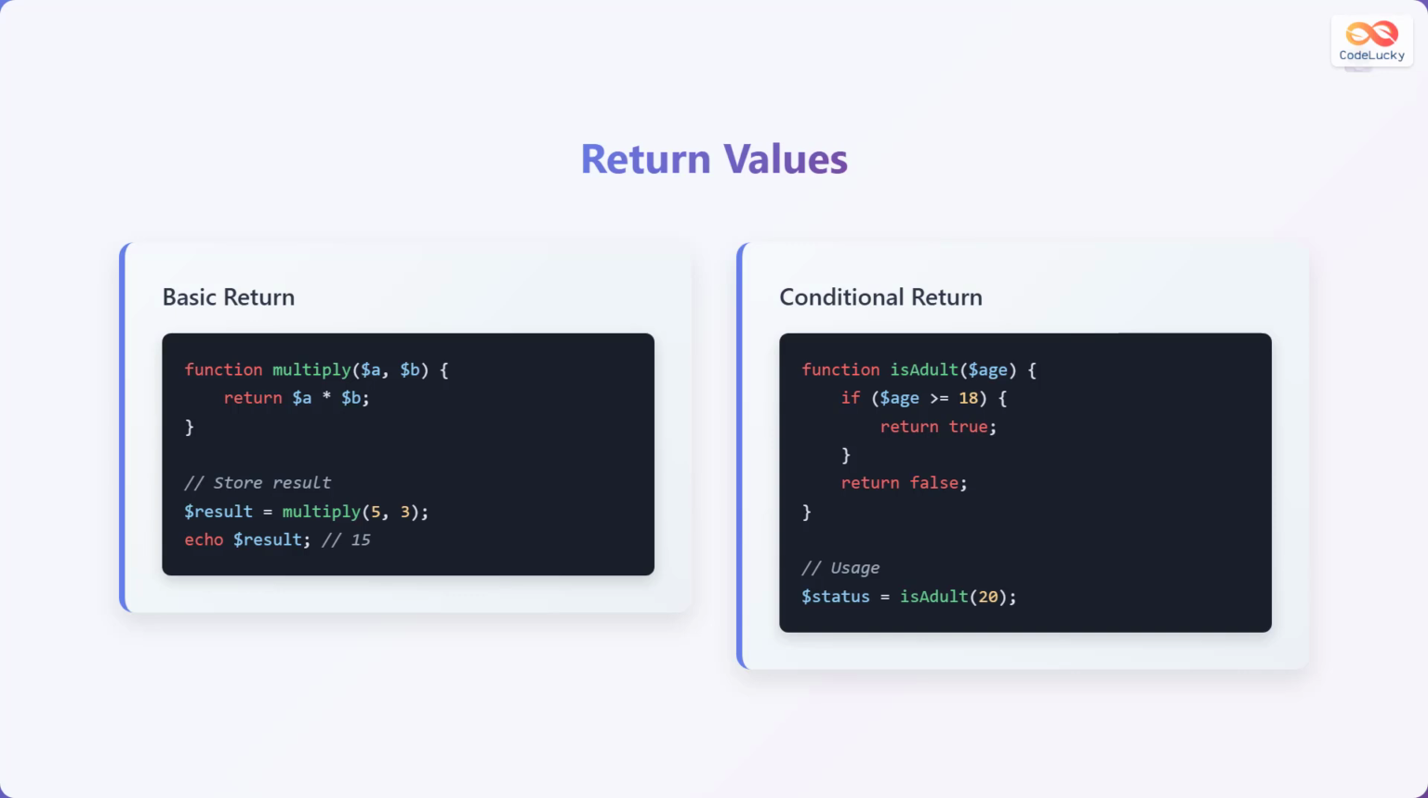Functions can also use conditional logic to return different values based on different conditions. Here's an example of a function called isAdult that accepts a single parameter called age. Inside the function, an if statement checks if the age is greater than or equal to 18. If it is, the function returns true. Otherwise, it returns false.